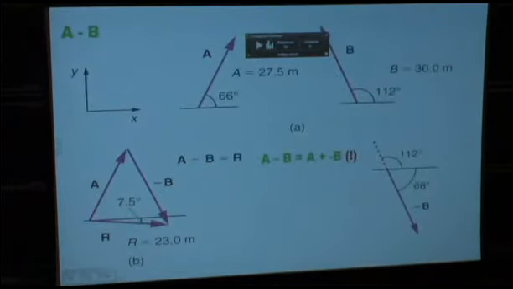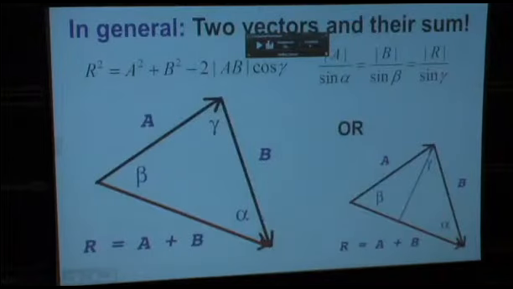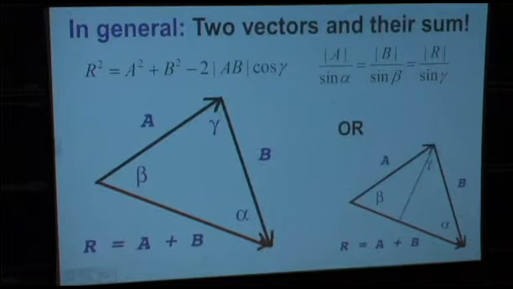This is the answer. Much better drawing than mine, so that's why I include it. Now, from our experience, we know pretty well that when we're adding or subtracting vectors, we always end up with some kind of a triangle. If it's a right-hand triangle, that's kind of an easy situation. We know what to do, but it doesn't have to be a right-hand triangle every time.